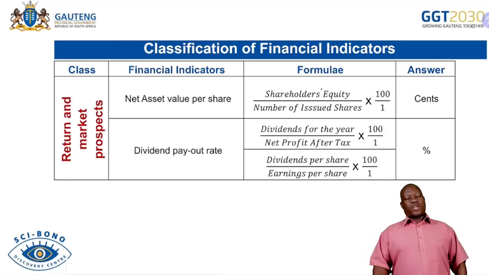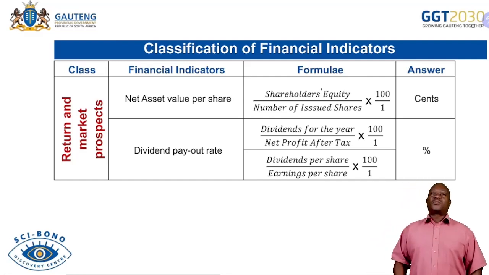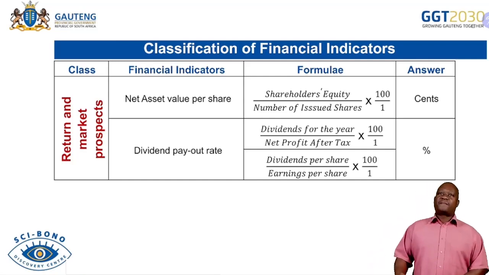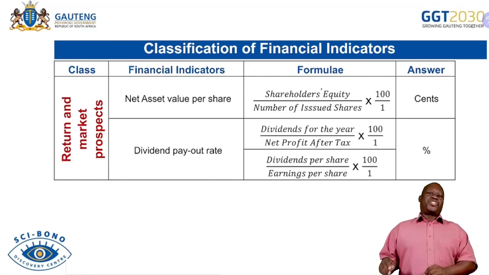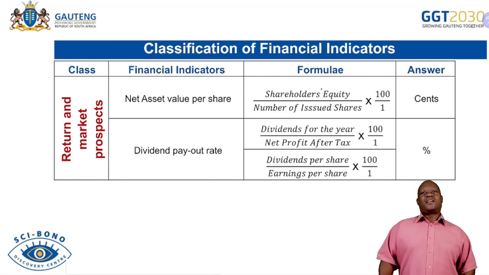Now, let's look also into the next class of indicators. These have got something to do with the returns and the market prospects. So we are looking at the net asset value per share. Here we are saying, how much is every share contributing towards the assets that the business has? Now, this is a little bit interesting because most of us forget that our shareholders' equity is our net assets.